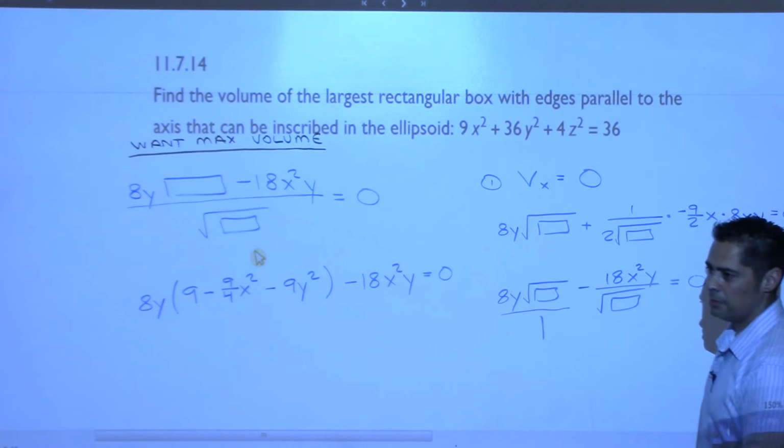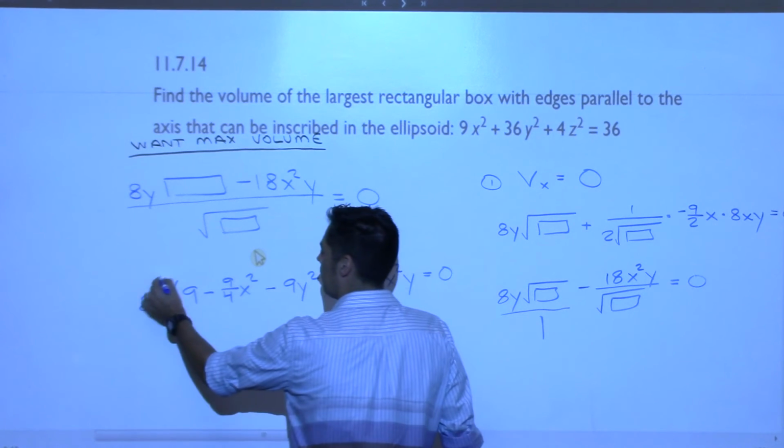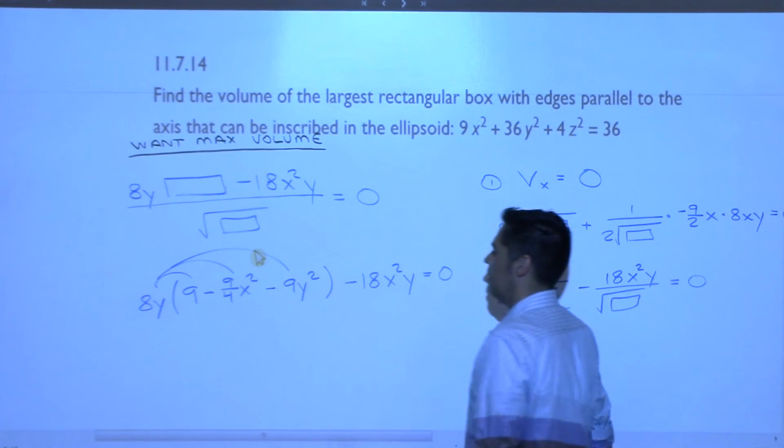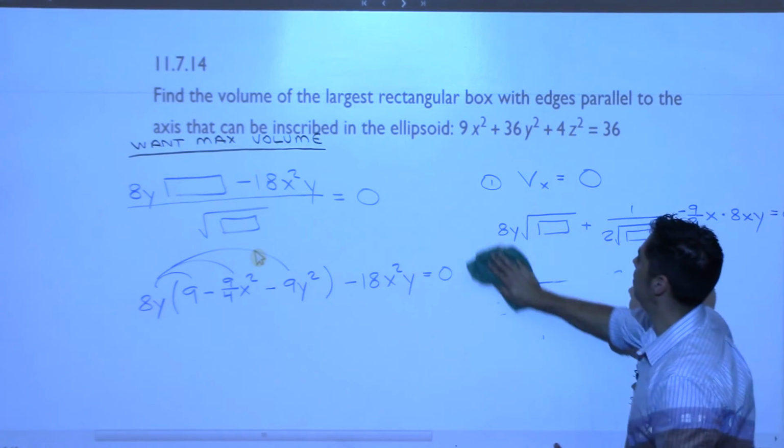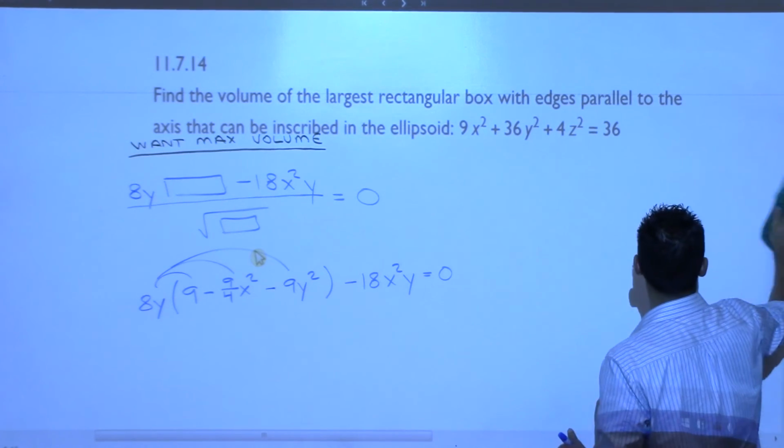Distribute 8y through. And what do we get there? Is everything all right? We good? Okay. What do we get when we distribute that through?